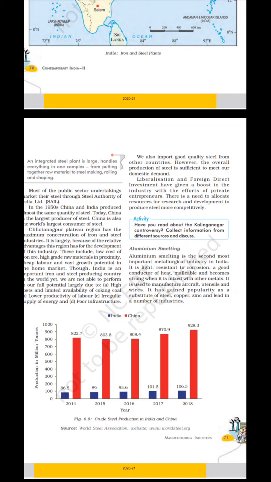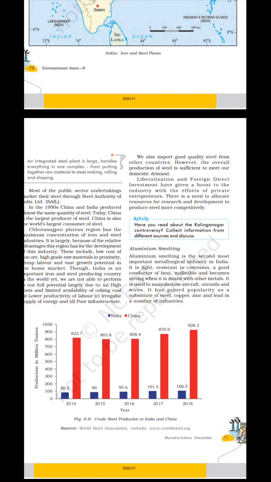In the 1950s, China and India produced almost the same quantity of steel. Today, China is the largest producer of steel. China is also the world's largest consumer of steel. Chota Nagpur Plateau region has the maximum concentration of iron and steel industries. It is largely because of the relative advantages this region has for the development of this industry.